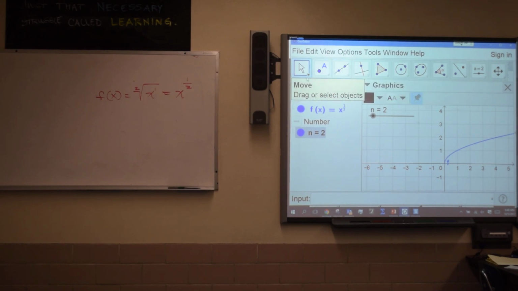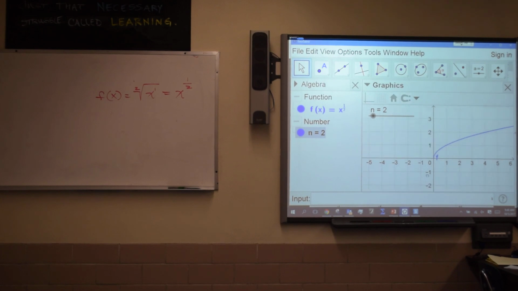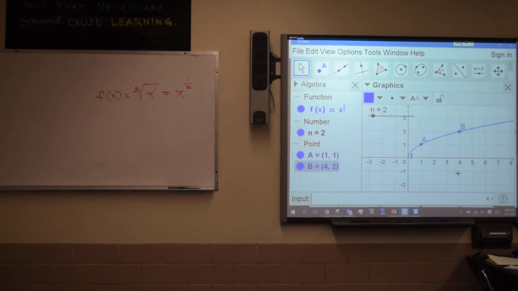Okay? And you see then that that is your set of ordered pairs, right? So a key set of ordered pairs for this graph are 1, 1, and then 4, 2 are useful. And if you want to go far enough, 9, 3 would be a useful group.